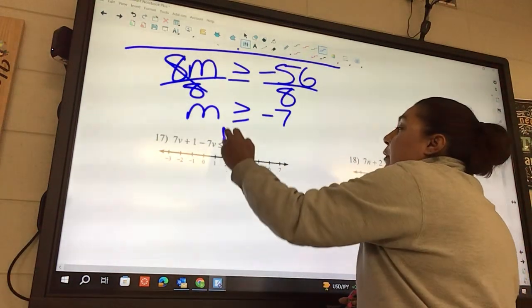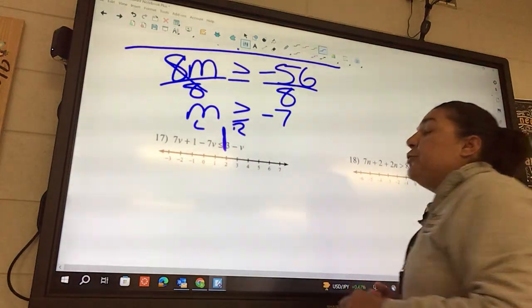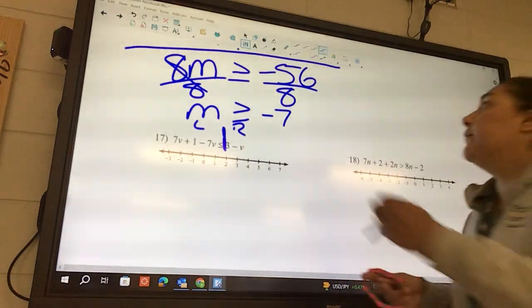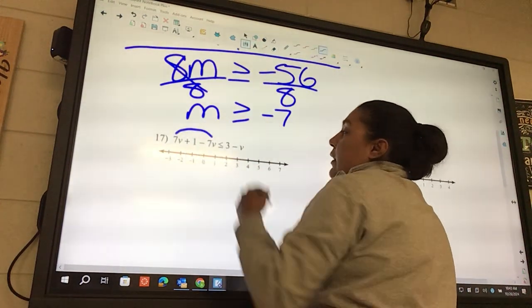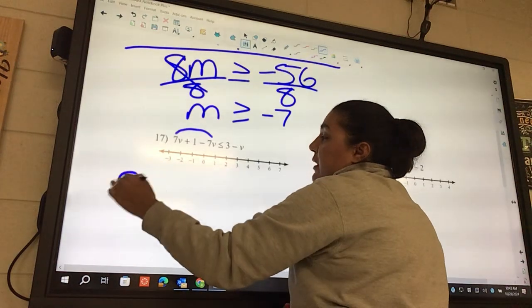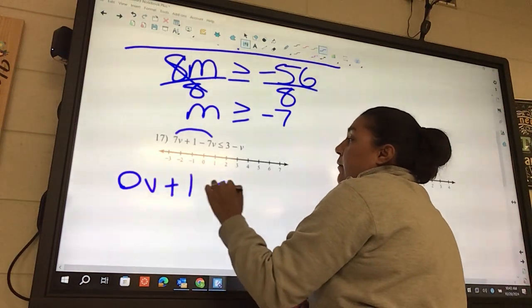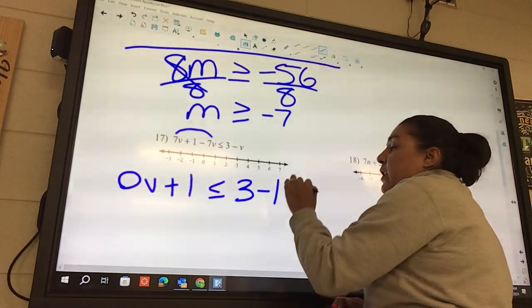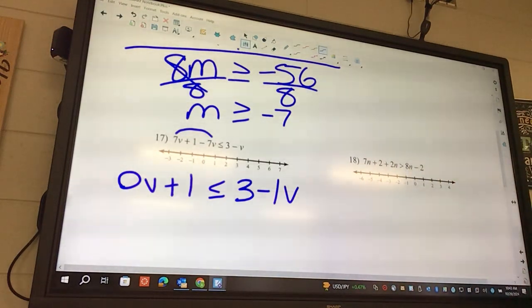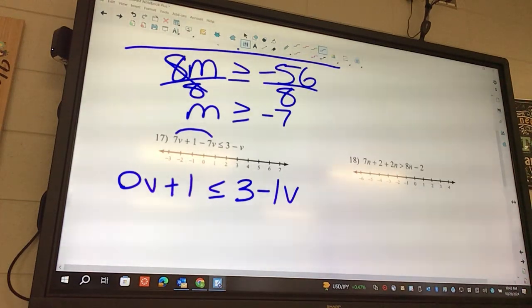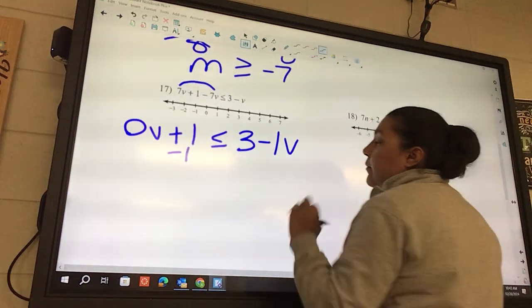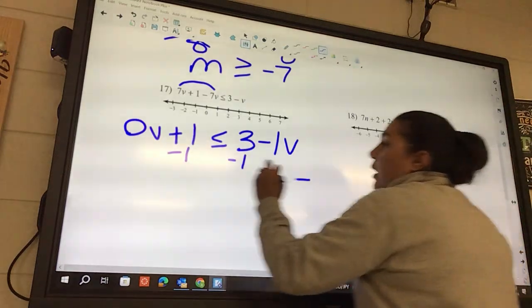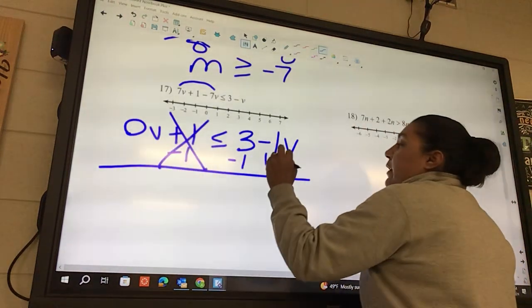Okay, so if we were to split this into a left and a right side, 2 of the things can get combined on the left. What are they? 7v and -7v. Yeah, so 7 minus 7 is going to be 0v plus 1. Then I'm going to get a 3 minus 1v. From here we're going to move our letters to the left and the numbers to the right. So who needs moved? The 1 needs moved. And who's he going to go under? The 3. Who else needs moved? The 1v.